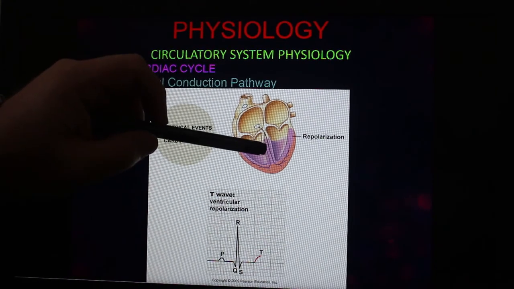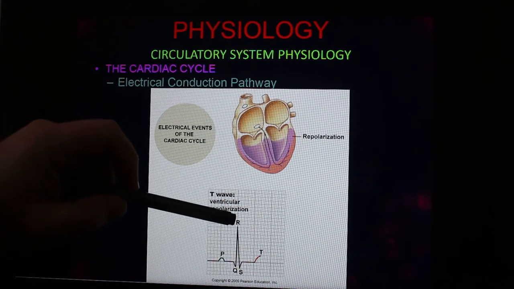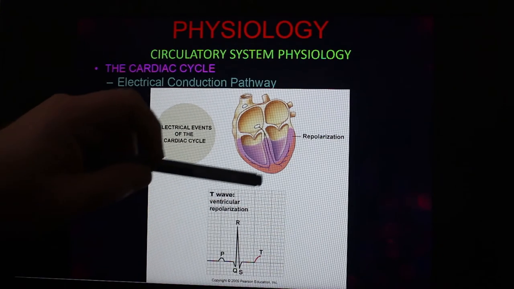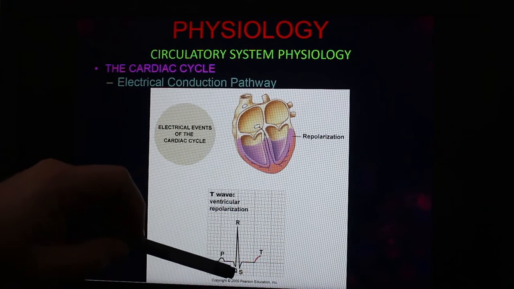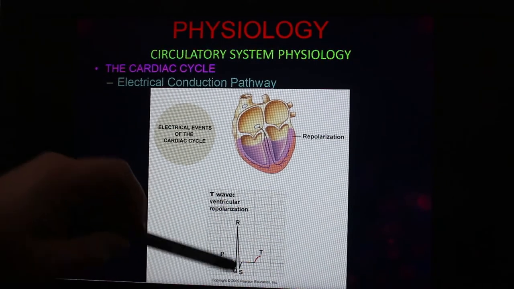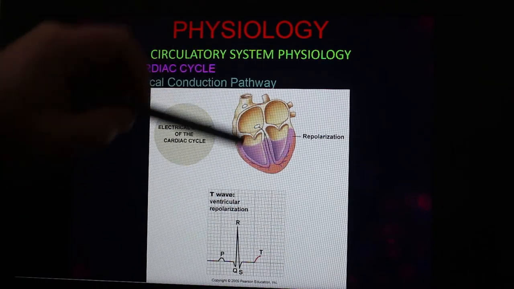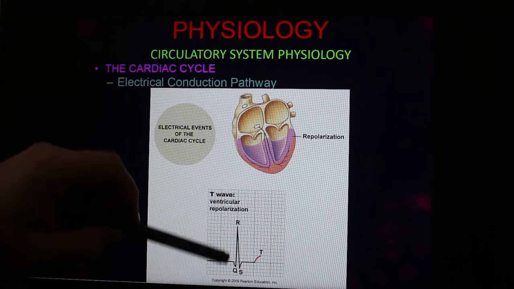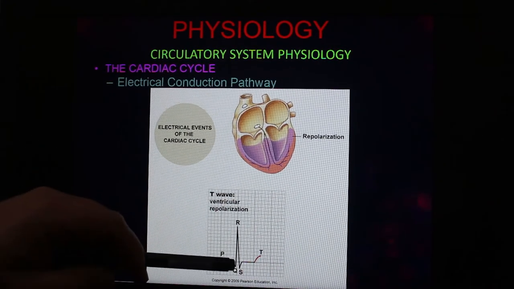As the septum goes downward, it gives a positive deflection, which is called the R wave. And as the rest of the septum depolarizes, it gives out the S wave. So the QRS wave is the depolarization of the septum, the apex and the rest of the ventricle in the electrocardiogram.